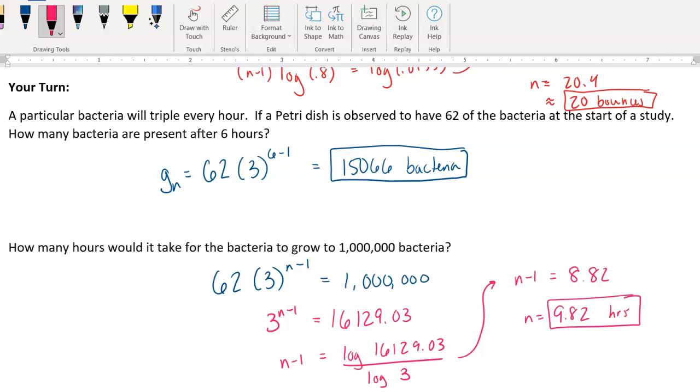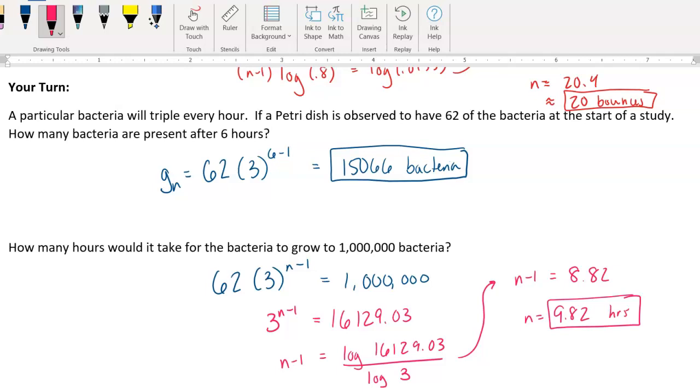Especially with exponential growth, which is what we have here. And then if we want to figure out how long it would take for there to be 1 million bacteria: after 6 hours, there are approximately 15,000 bacteria. So after how many hours would it reach 1 million? At first you might think, man, it's going to be a long time. Well, it's actually almost 10 hours. So from 6 hours, when it'd be 15,000 bacteria, 4 hours later it'd grow to be 1 million bacteria.